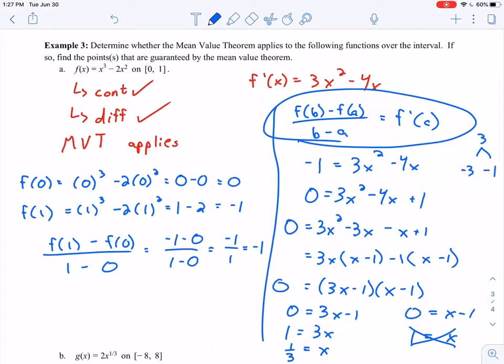We have to be strictly in 0 to 1 open, which means 1 cannot be guaranteed by the mean value theorem. In this case, x equals 1/3. That is the only point that is guaranteed by the mean value theorem. So 1/3, and I can check 1/3. Yes, that is in between 0 and 1. That is in the open interval 0 to 1, which is what we wanted.